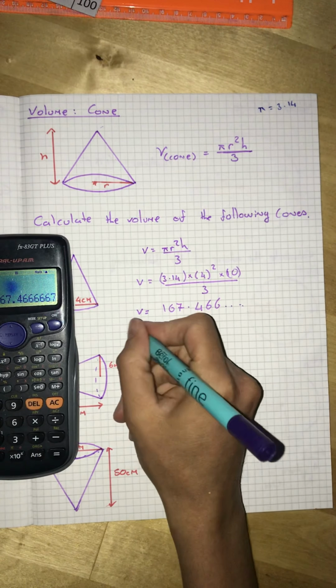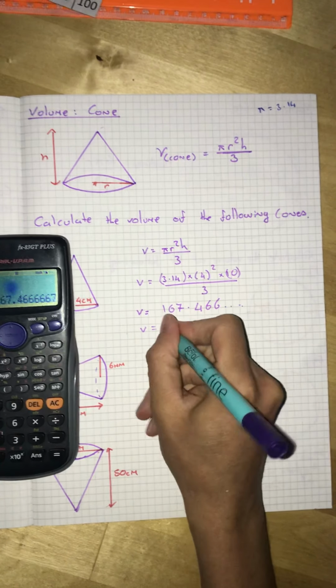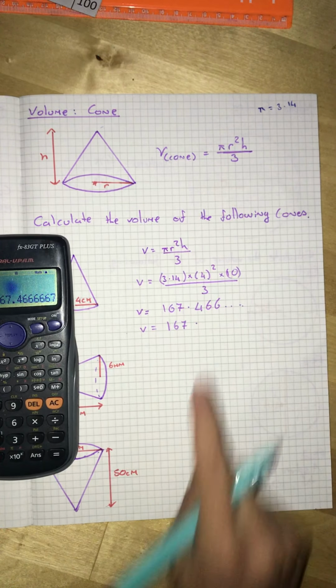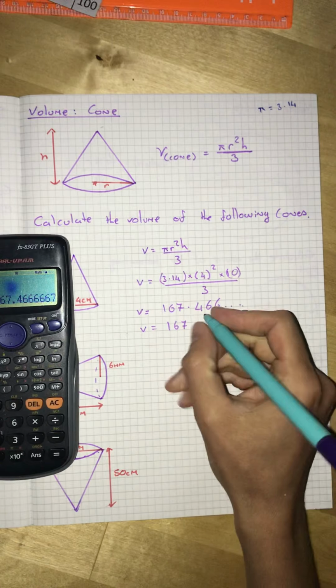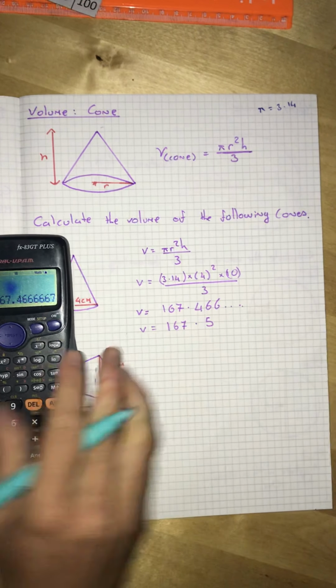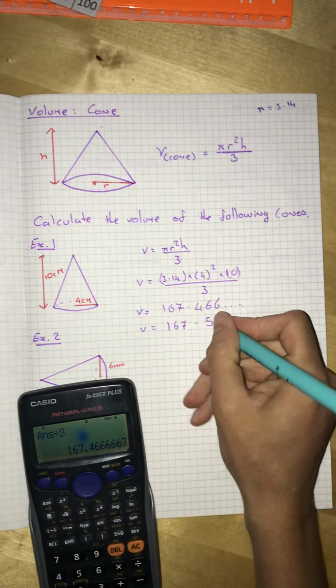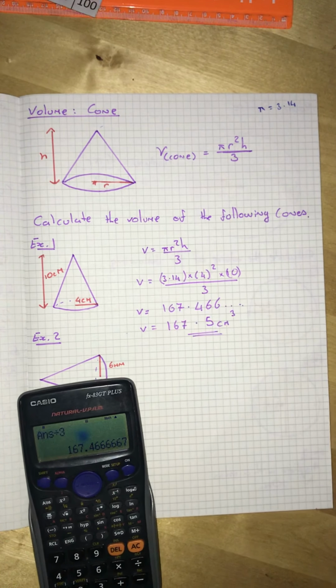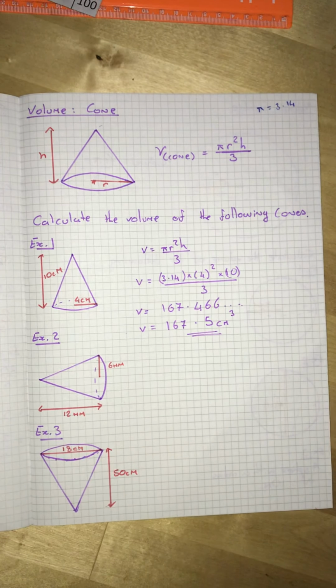But what I'm going to do is round that to one decimal place because I know that the exercise you're doing is asking you to do that. So to round that to one decimal place will be 167.5, and it's centimeters, and it's volume, so it's centimeters cubed. Okay, so do another one.